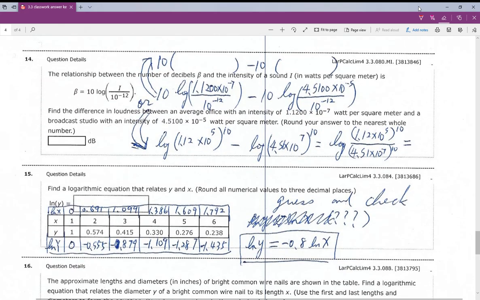Number 11, this is the word problem. Now, first they tell you what I is. I is the intensity. So you simply just replace this I by the given information.